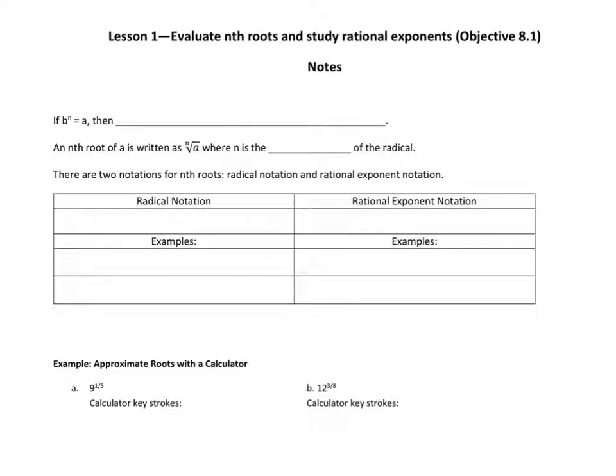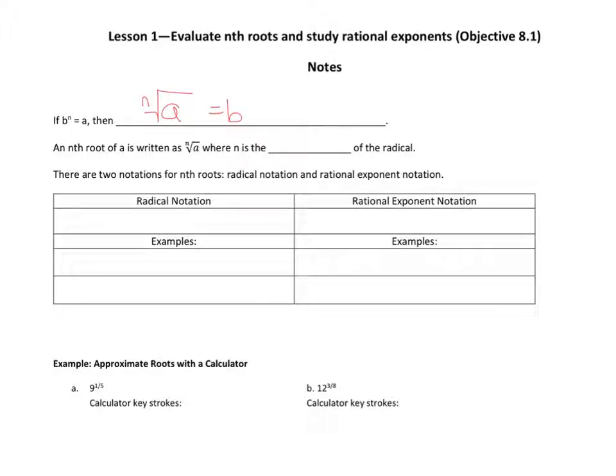This video goes over lesson 1 of unit 8. This first lesson is basically just rewriting rational exponents into radical notation. So this first line: if b to the n equals a, then the nth root of a equals b.